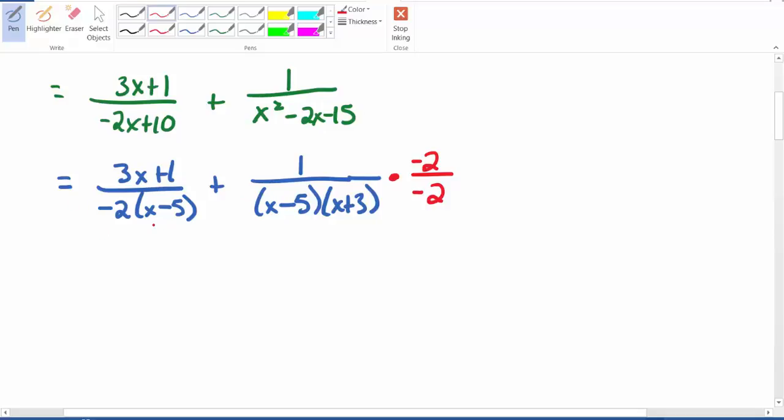On the left rational expression, though, we have the negative 2 now. We also have the x minus 5, but it is missing this x plus 3. So we're going to do that "foo" with the x plus 3 on top and the bottom.